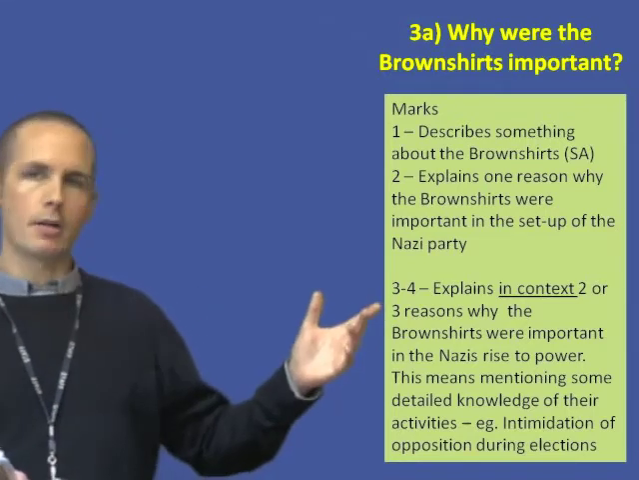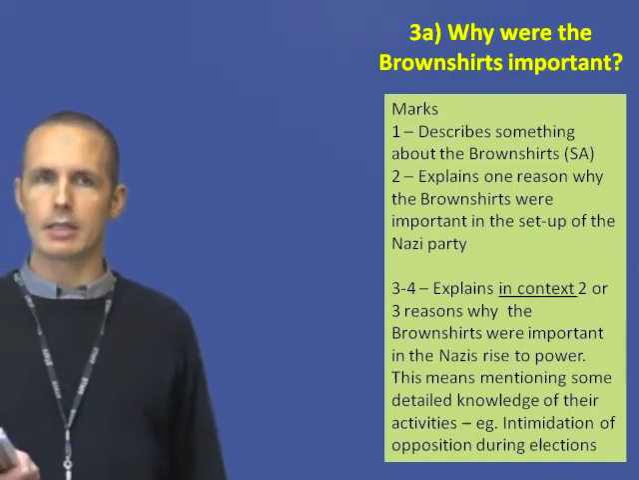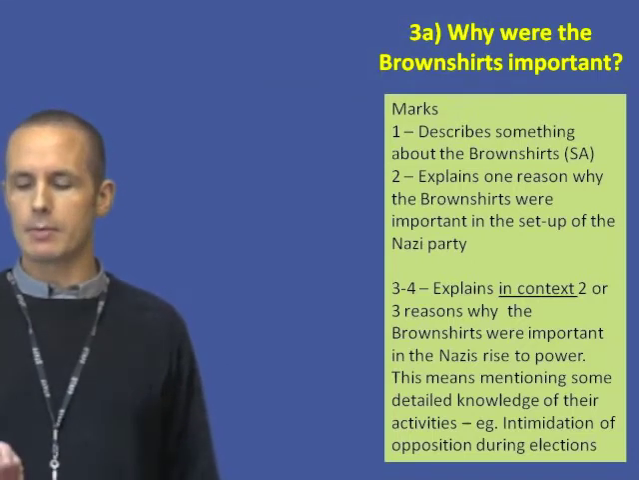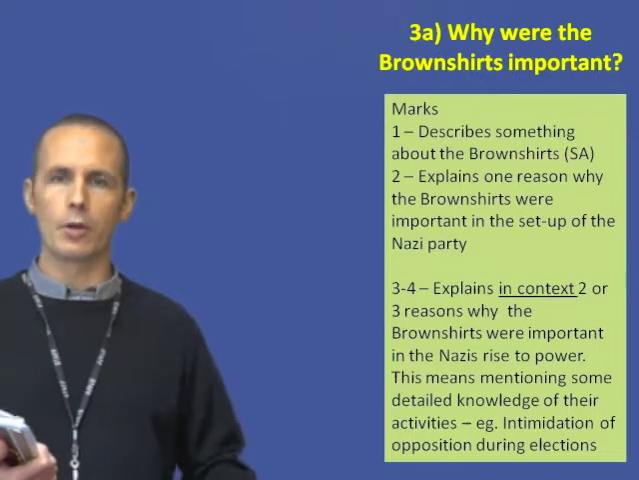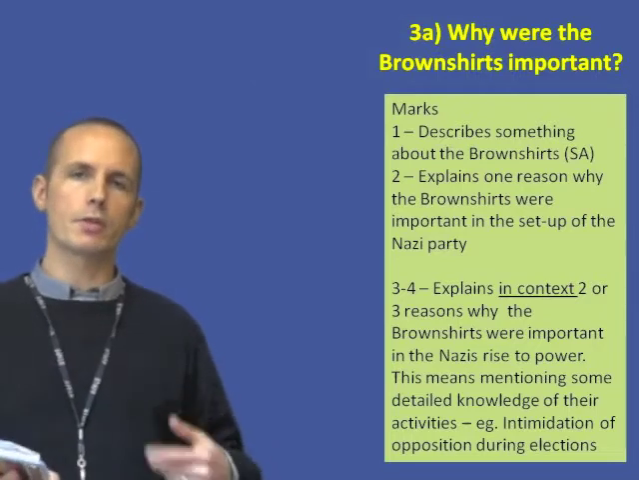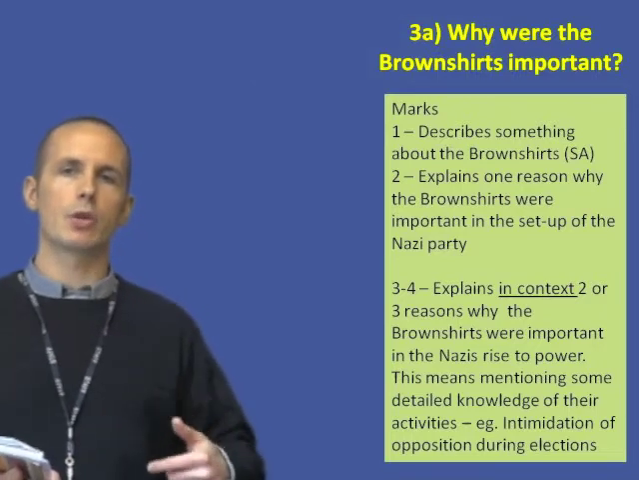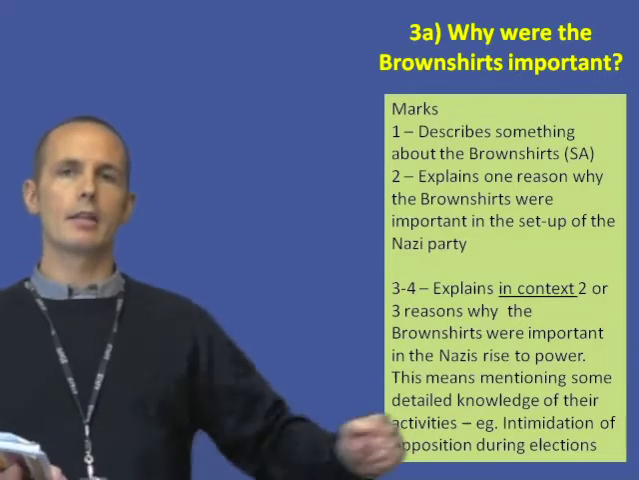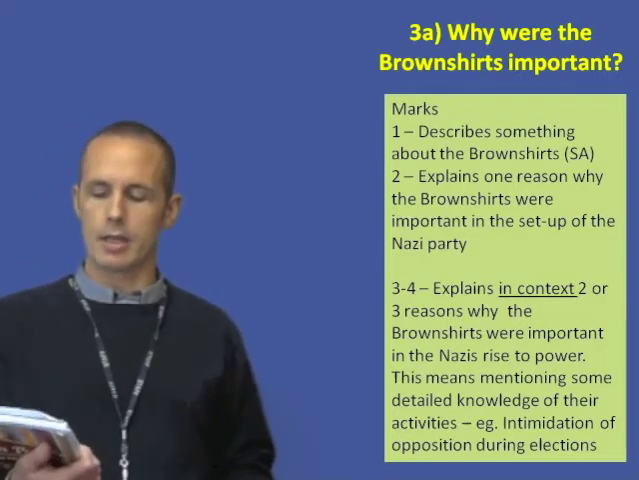Now, you can see from the mark scheme, if you just describe something they did or explain one reason, you're limiting yourself to half marks. Now, all of you want to get 4 out of 4. So you've got to talk about the context. You've got to talk about what they did in order to help the Nazi Party become more successful.